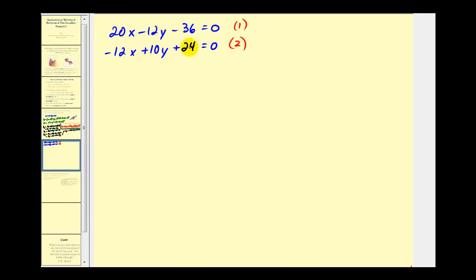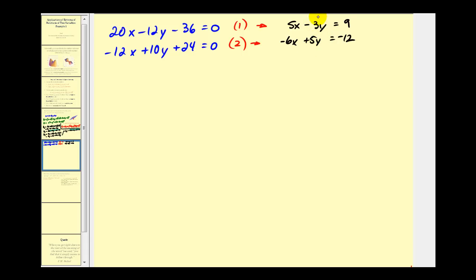Okay, so what I'm going to do here is move the constants to the right side, and I'm also going to divide this first equation by 4 and divide the second equation by 2. So if we divide by 4, we're going to have 5x minus 3y. Divide this by 4, it'll give us 9, so we'll have a positive 9 on the right side. And now we'll divide this equation by 2 and move the constant over, so we'll have negative 6x plus 5y equals negative 12. Now we'll use elimination to solve this system.